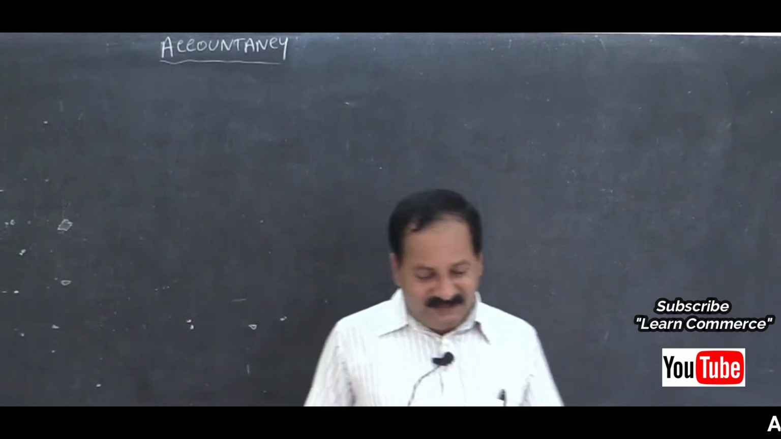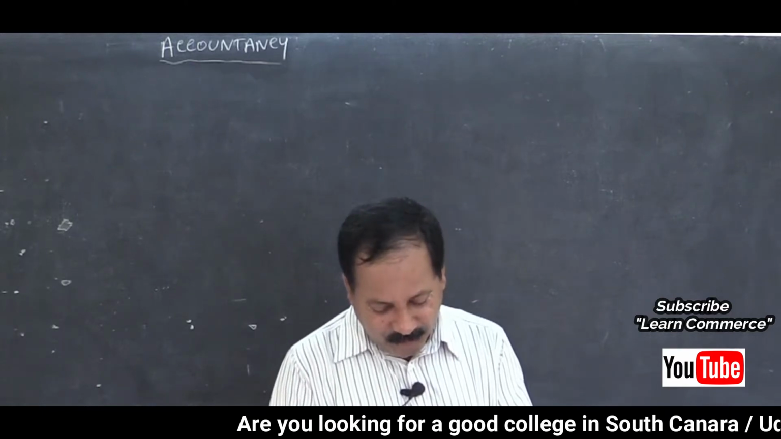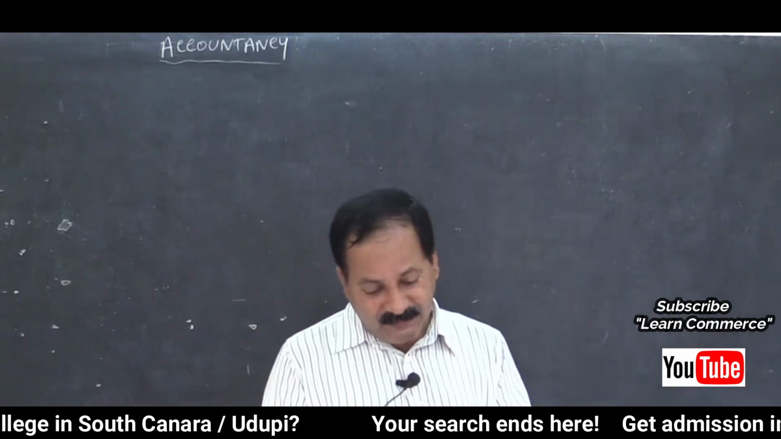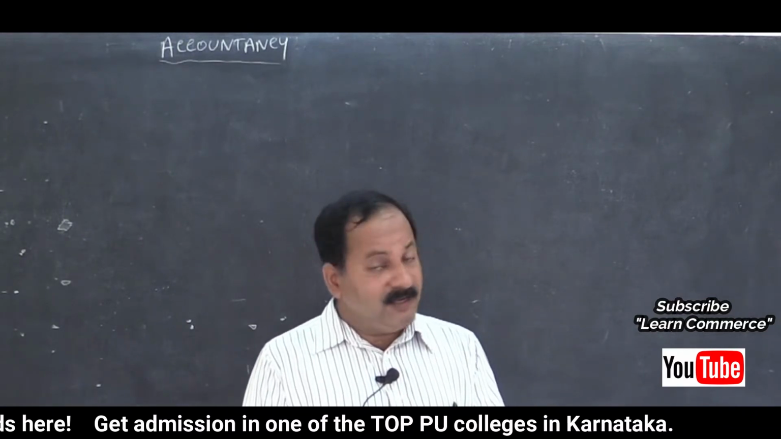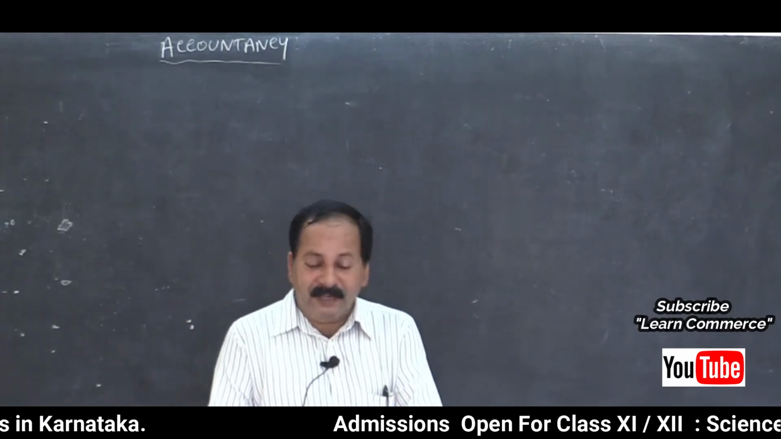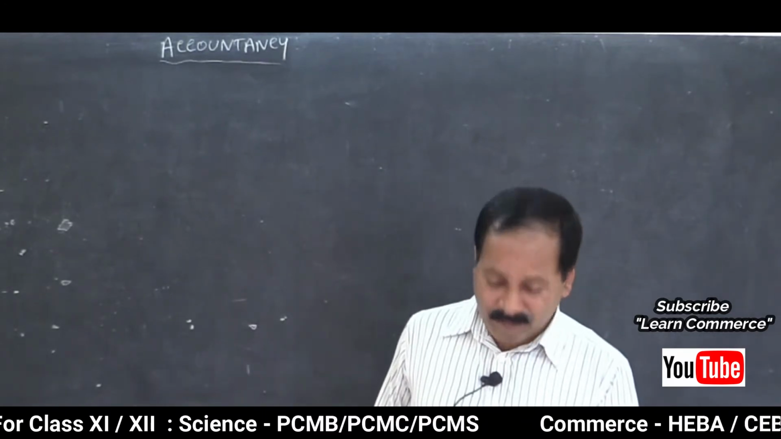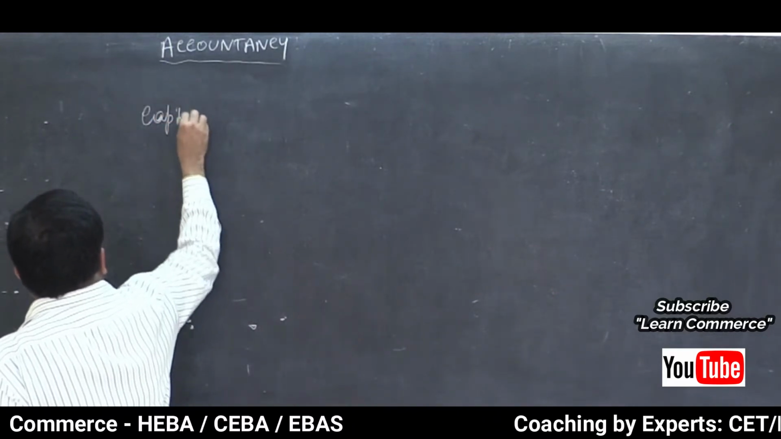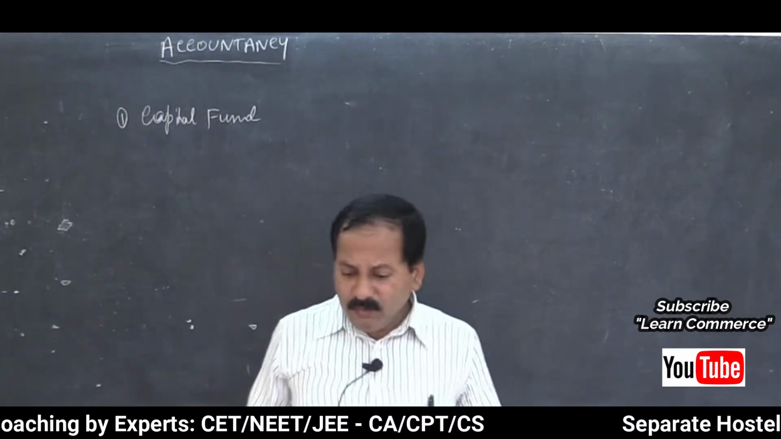In the previous class we have studied about different books of accounts maintained by not-for-profit organizations, then distinction between capital and revenue, receipts and payments, income and expenditure, then deferred revenue expenditure, right? Now let us move on to the meaning of certain important terms that are used in not-for-profit organization accounting. First one is capital fund. What is capital fund?